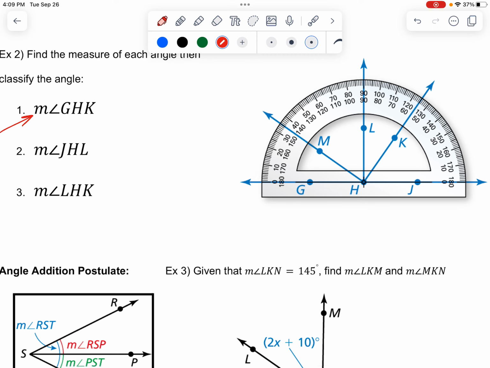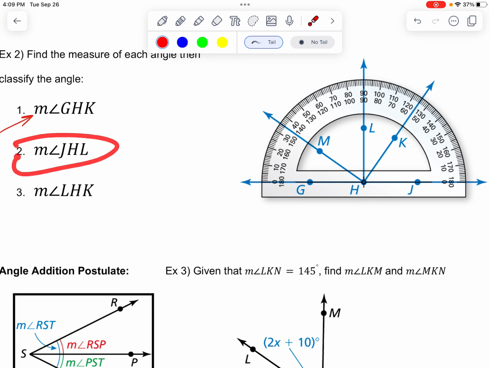So back to the problem. GHK would look like, I'm just going to trace it roughly here, like this. This is an obtuse angle. And so that's actually through that same mark we were looking at before. This would be the 125. And notice, if I combine that with that other one, JHK, that 55, they make a straight line. We're going to come to call that a linear pair of angles. So JHK is the 55, and then GHK is the 125.